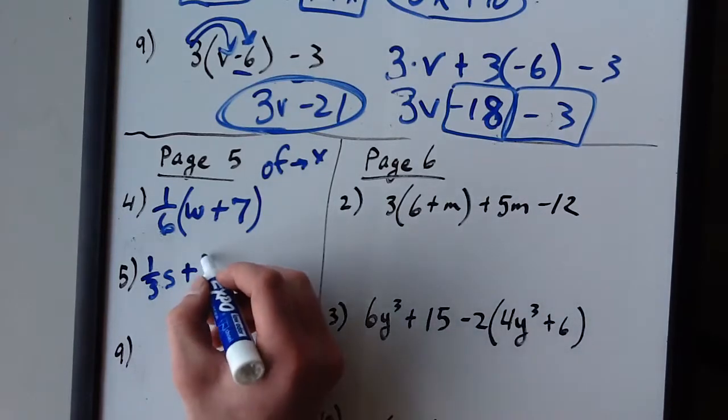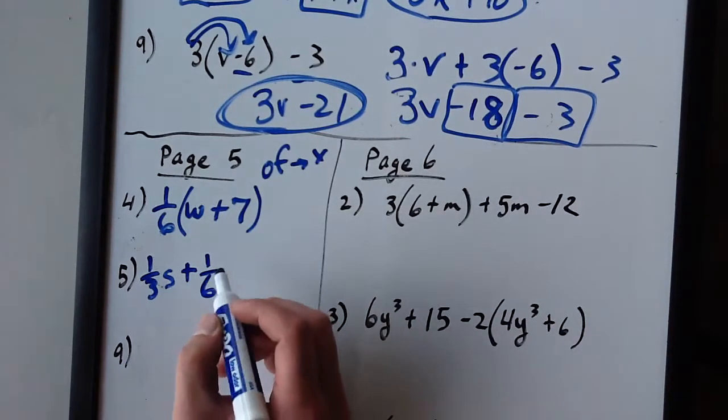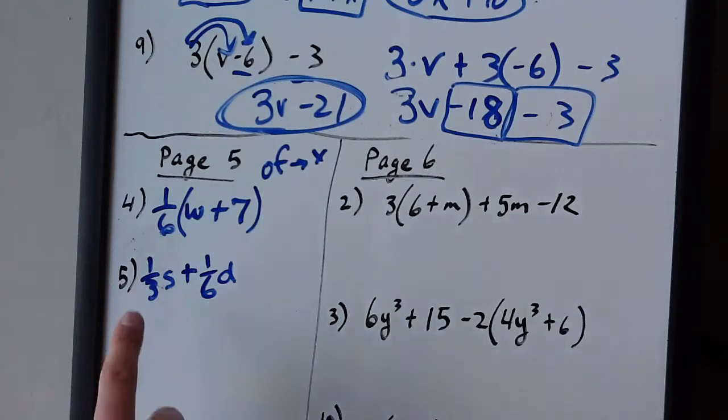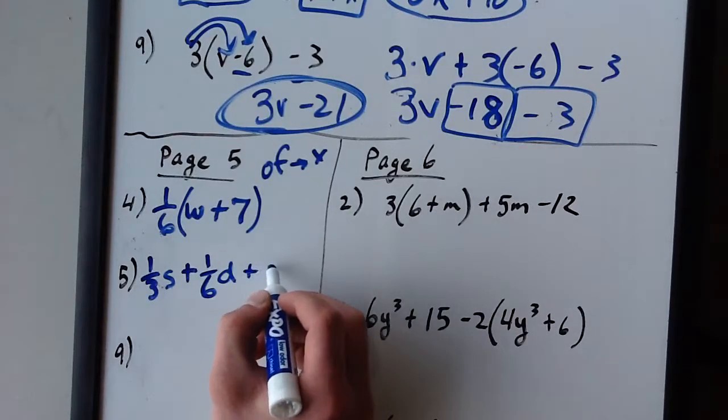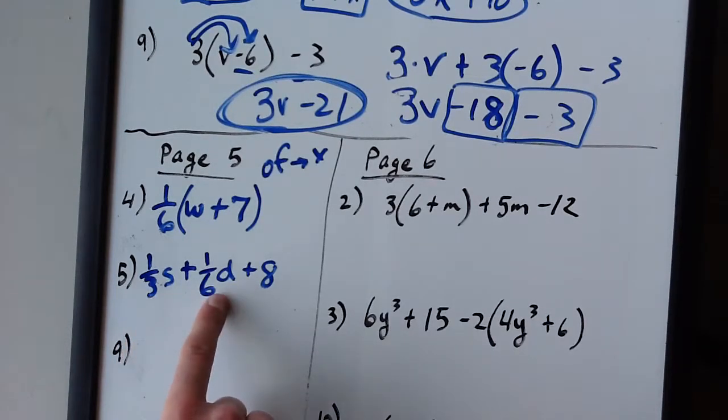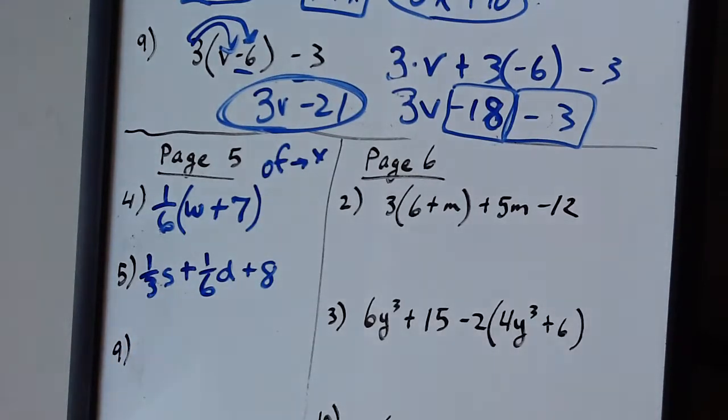I need 1/6 of D. So I put D next to 1/6, and this means 1/6 times D, or 1/6 of D. So I have 1/3 S plus 1/6 D, and then plus 8. And that will give me the sum of those 3 terms. It will give me the sum of 1/3 of S, 1/6 of D, and 8. Finally, we'll do number 9.